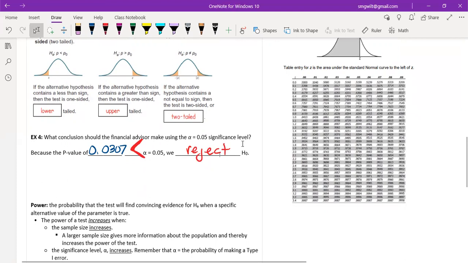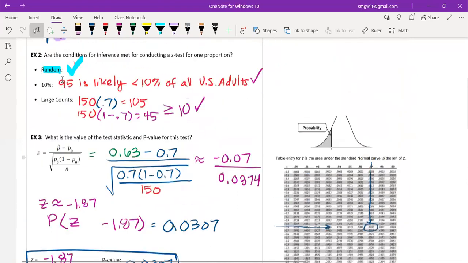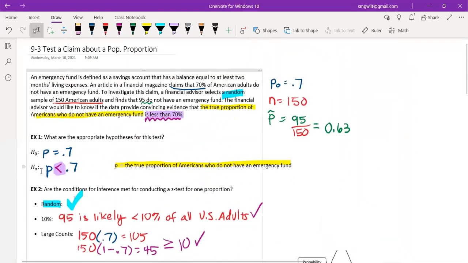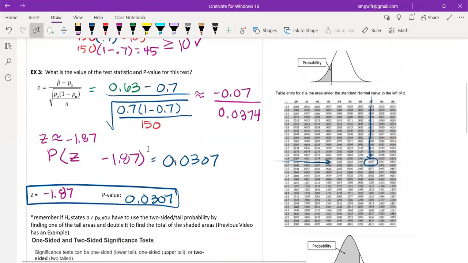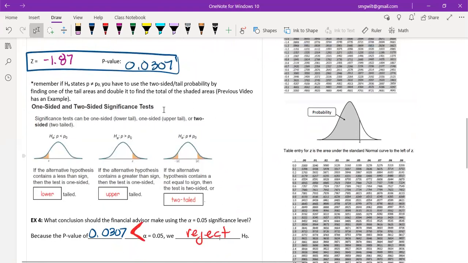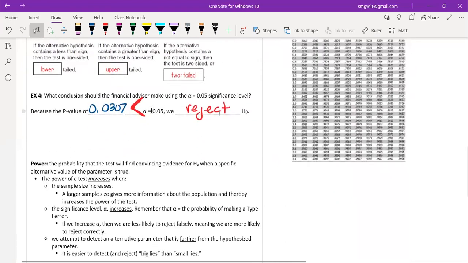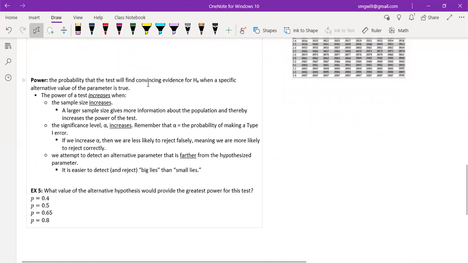Okay, so if that was greater than 0.05, we would fail to reject the null hypothesis, right? We aren't saying that we're accepting our alternative hypothesis that the true proportion is smaller. We're just rejecting that it is exactly 70%. Okay, so that's the full significance test for one problem. The next thing that it talks about is power, and power is the probability that a test will find convincing evidence for the alternative hypothesis when a specific alternative value of the parameter is true.